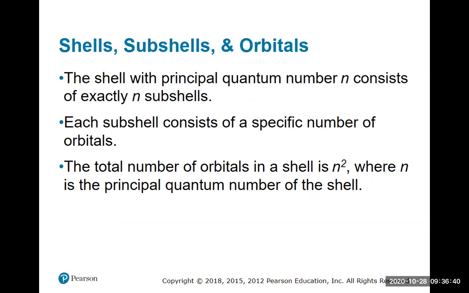We talked about shells, subshells, orbitals, all this stuff. So the shell with the principal quantum number n consists of exactly n subshells, and each subshell consists of a number of orbitals. The total number of orbitals in a shell is n squared, where n is the principal quantum number of the shell. So this relationship is just something you're going to want to remember.